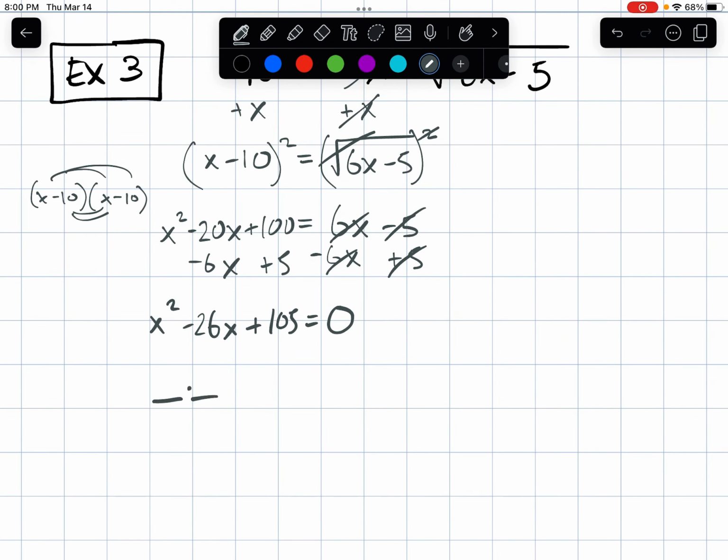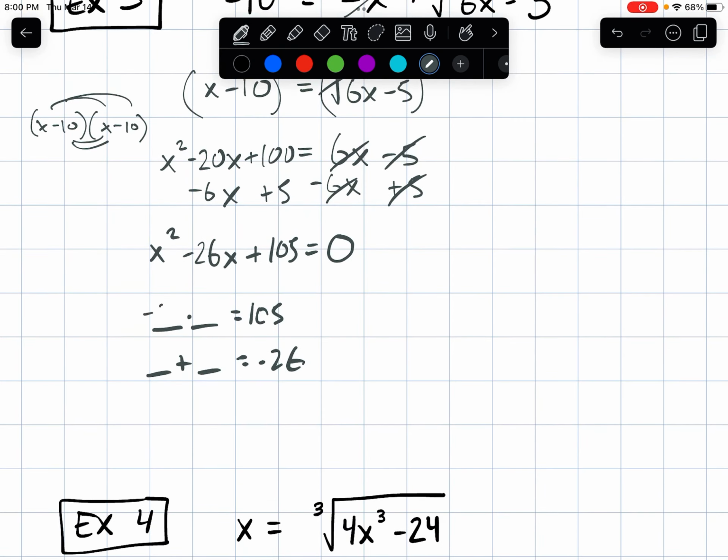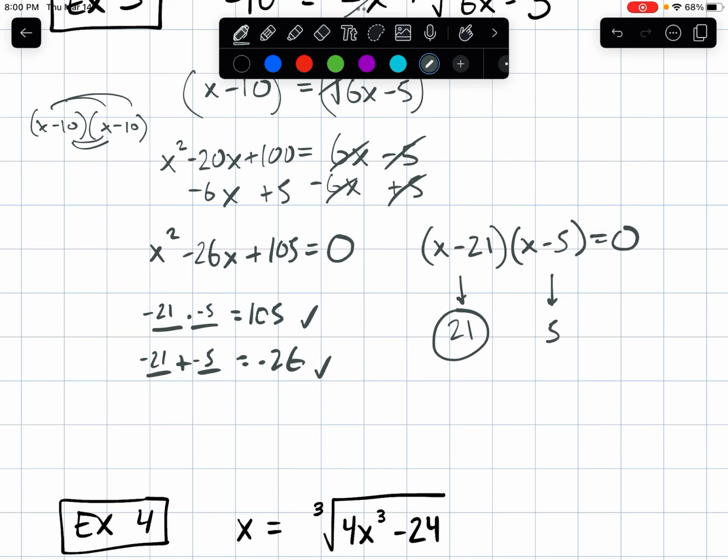I'm looking for two numbers that multiply to be 105 and that add up to equal negative 26. All right, and hopefully you realize that those two numbers are negative 21 and negative 5. And negative 21 and again negative 5 will work for both of those scenarios. So that means this factors to be x minus 21 and x minus 5 equals 0. And so we get answers of positive 21 and positive 5.